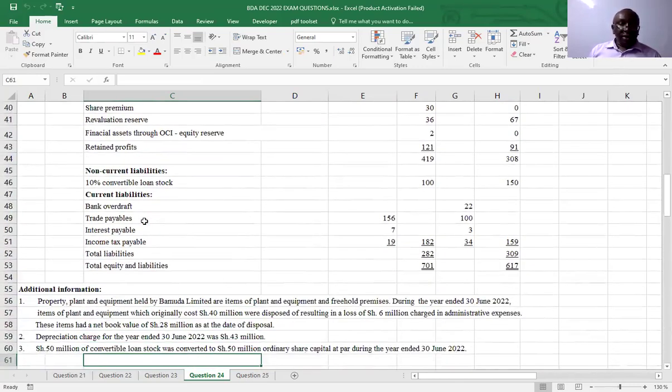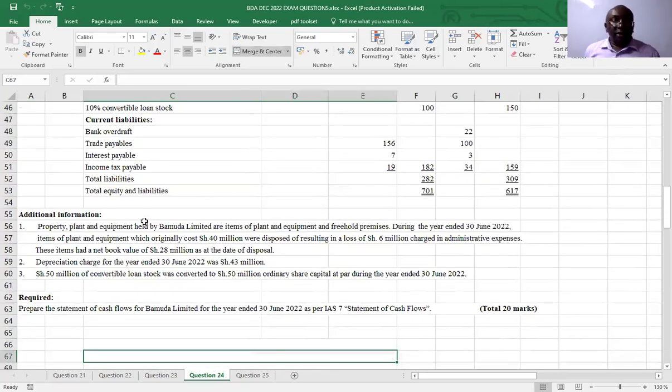Additional information is that property, plant and equipment held by Bermuda Limited are items of plant and equipment and freehold premises. During the year ended 30th of June 2022, items of plant and equipment which originally cost shillings 40 million were disposed of, resulting in a loss of shillings 6 million charged in administrative expenses. These items had a net book value of 28 million as at the date of disposal. Depreciation charge for the year ended 30th of June 2022 was shillings 43 million.